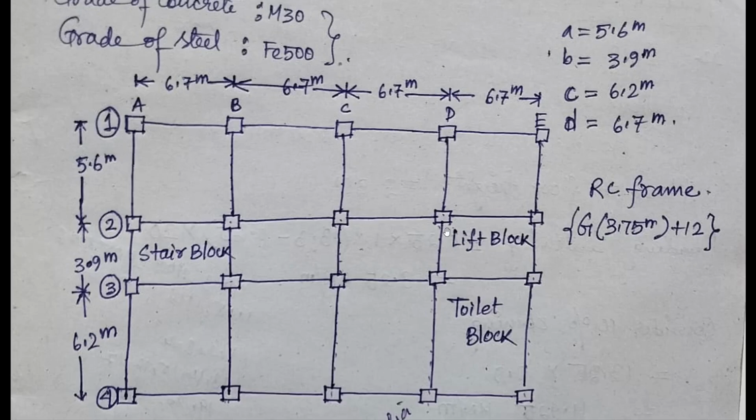This building is G plus 12. The ground floor height, meaning floor to floor height from the ground to the first floor, is 3.75 meter, and there are again 12 floors. That I will discuss in the next videos. This is the first video, where we will first draw the plan view in Staad Pro. So let's jump on Staad Pro.